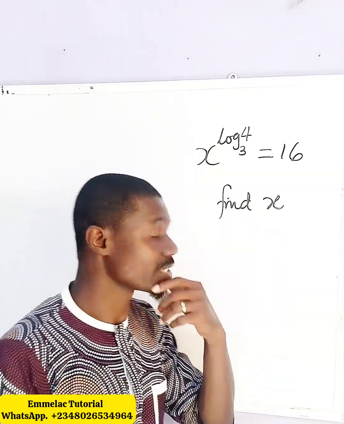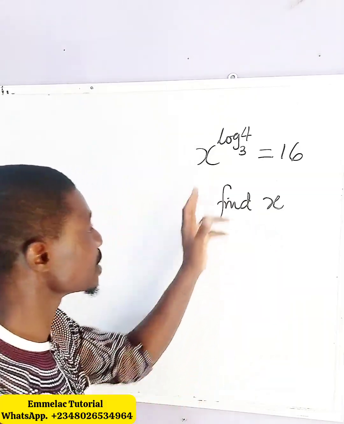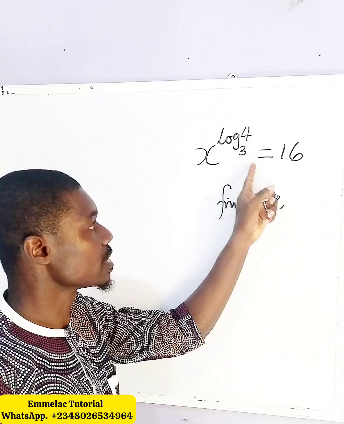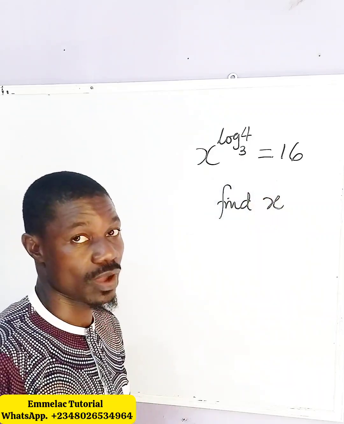Now let's find x in this exponential equation. This is x raised to the power of log 4 base 3 equals 16. So how do we go about it?